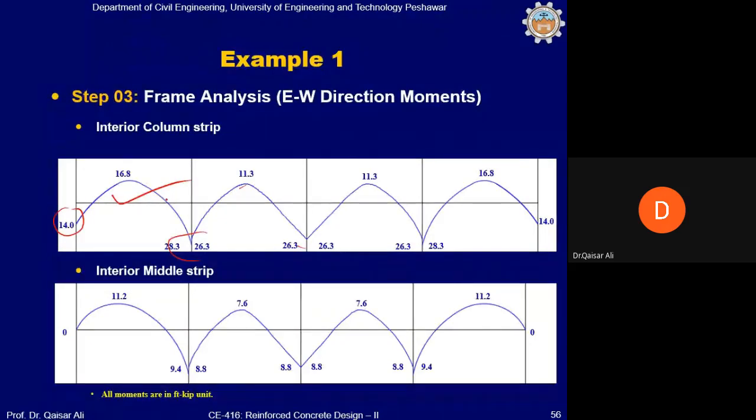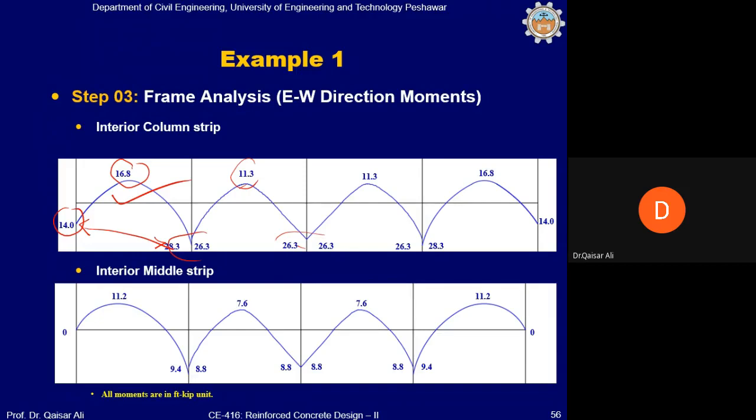These are the bending moments 14, 16.8. So first of all, look at the bending moments 14, 16, 28. This 28 is almost double of 14. 16.8 is positive bending moment, 11.3, 11.3. So let's start with the bending moment of 28.3. First of all, we will calculate reinforcement for 28.3 because it is the largest bending moment in the column strip.